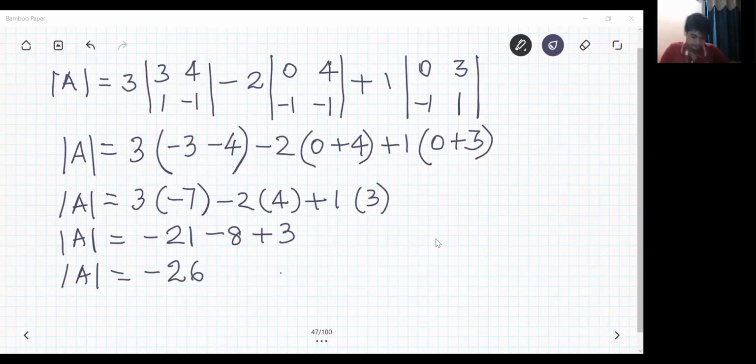So alpha 1 2 is minus 1 to the power of 1 plus 2. So therefore it becomes a negative number, negative sign, correct. So alpha 1 2, you are writing the determinant 0 minus 1, 4 minus 1.